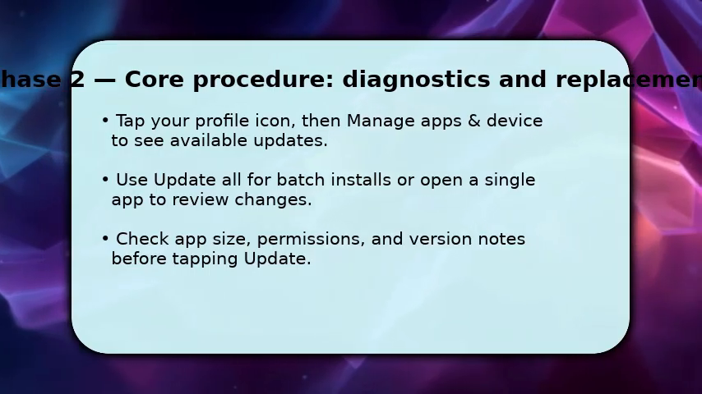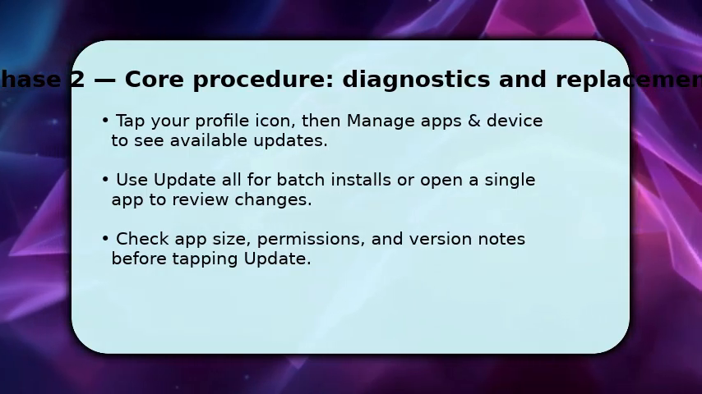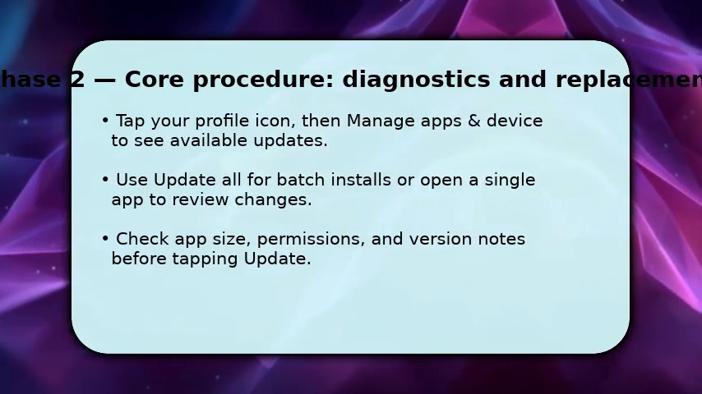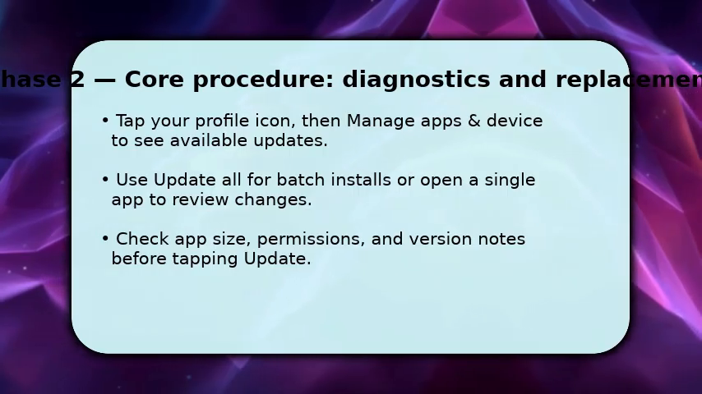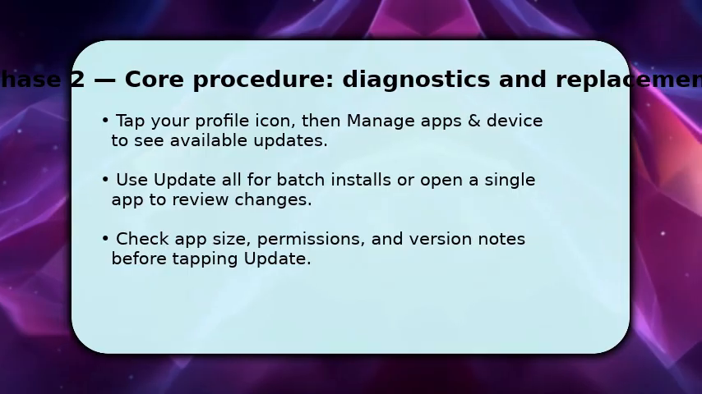Make sure to inspect the app size and any new permissions so you know why the update matters. If an app requires a major upgrade, consider updating high-priority apps first to keep core services stable, while others continue.